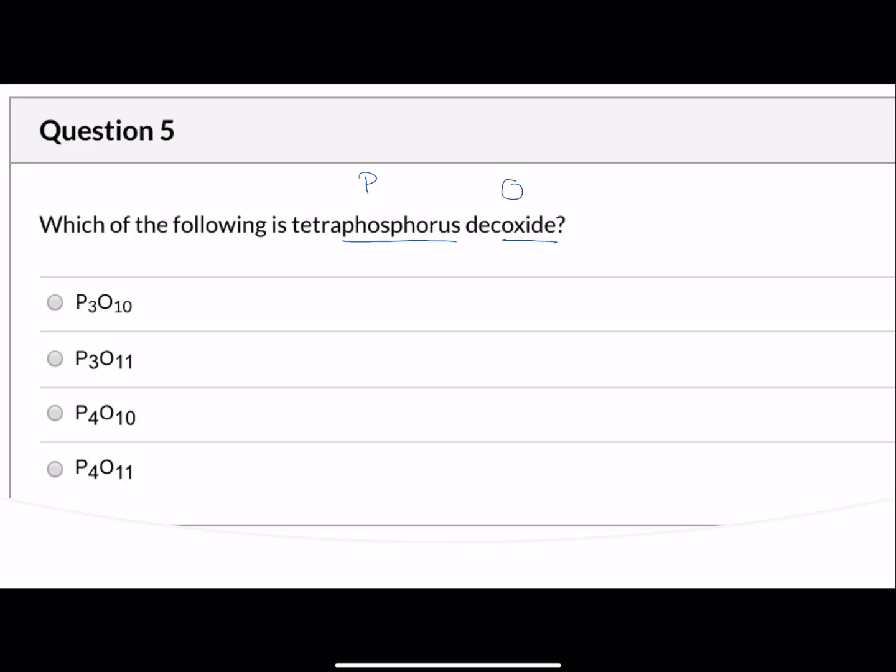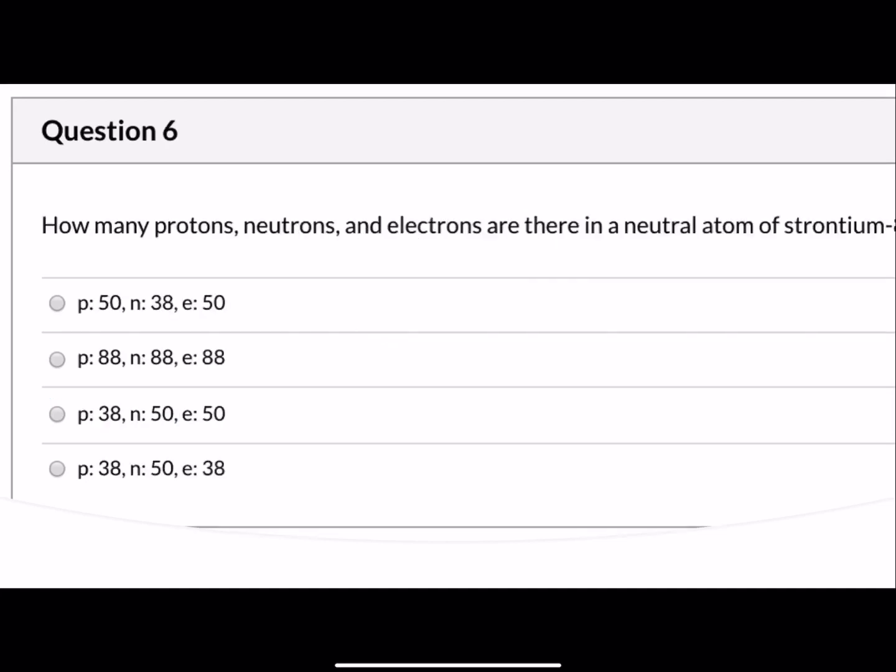So based off of the prefixes, I have tetra. So tetra, that indicates 4 phosphoruses. And then I have decoxide, so that indicates that I have 10 oxygen atoms. So that would give me P4O10. So this must be the answer here. All right, good nomenclature practice. So let's move on to question number 6.